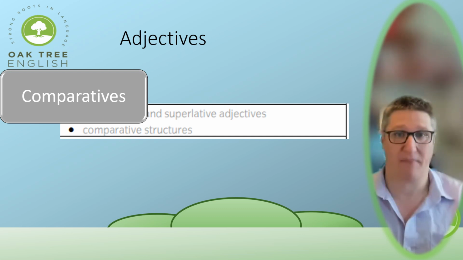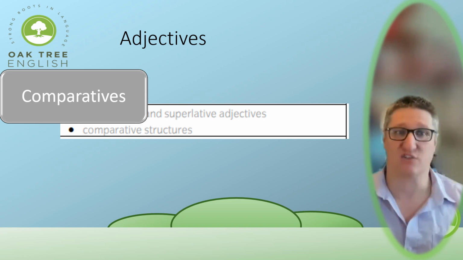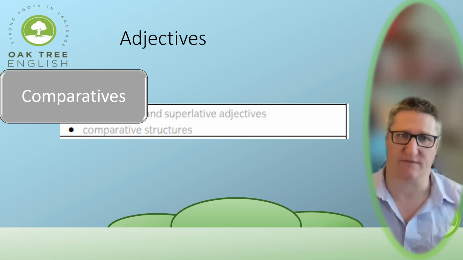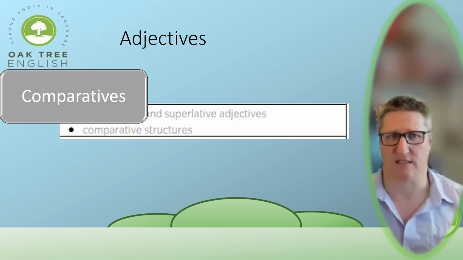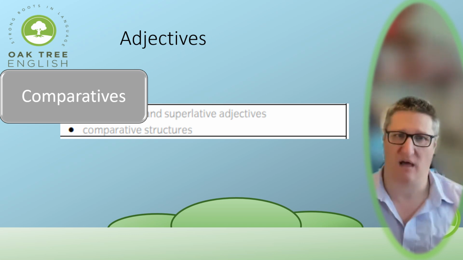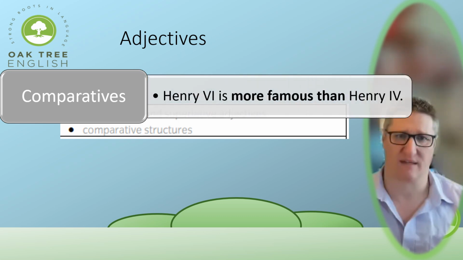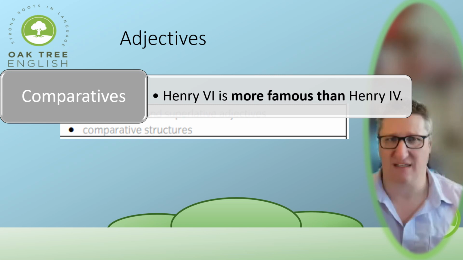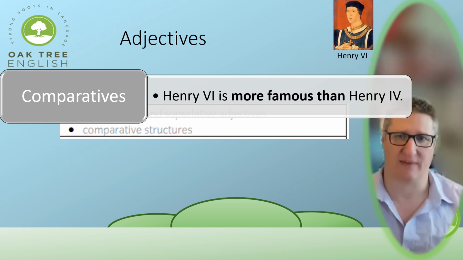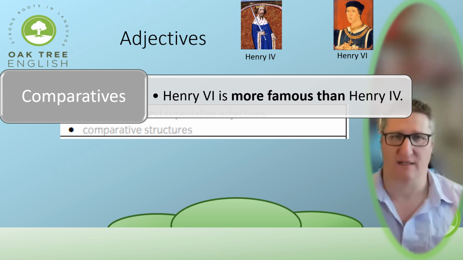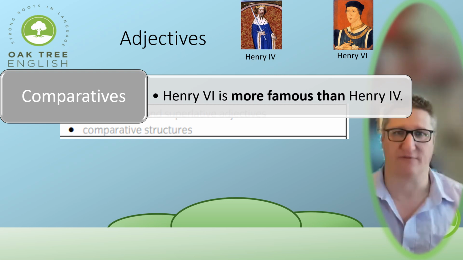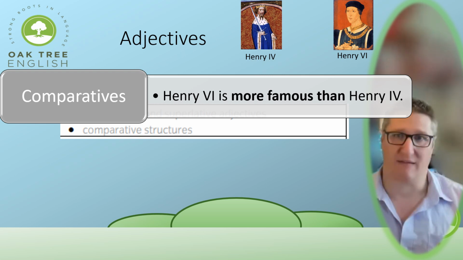Comparative is for comparing, obviously, and is normally formed by adding er to an adjective with one syllable, that is, sound, such as nice, nicer, cold, colder. But by adding the word more before a multi-syllable adjective and than afterwards, such as Henry VI is more famous than Henry IV. There's Henry VI, there's Henry IV. Henry VI, of course, is more famous, largely for losing the War of the Roses. Henry IV didn't do very much.